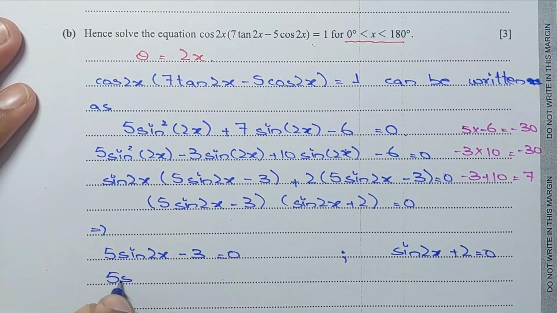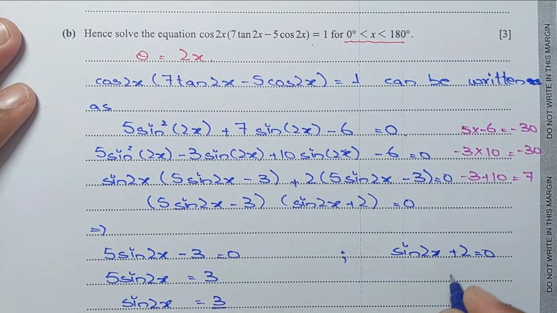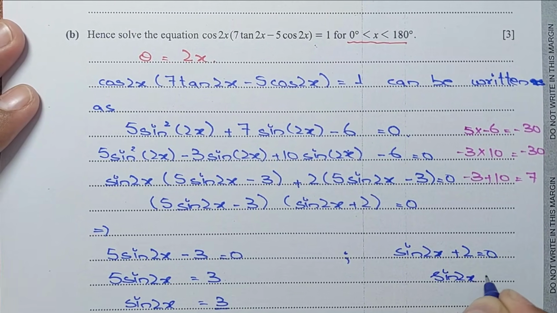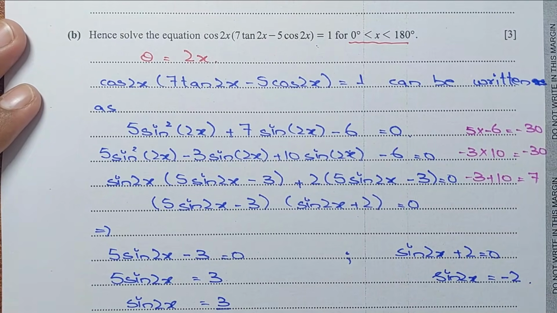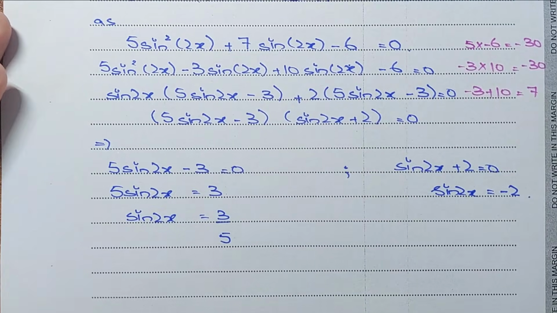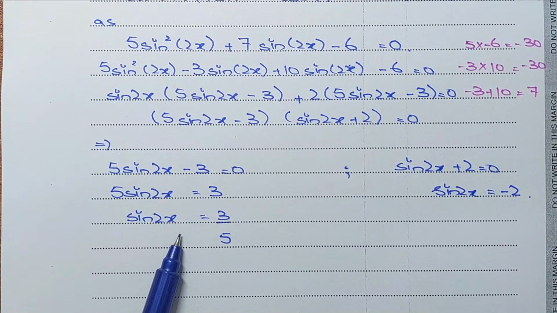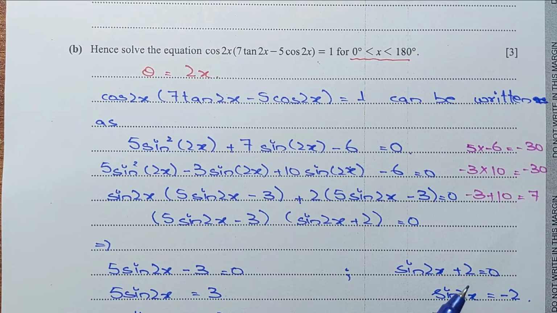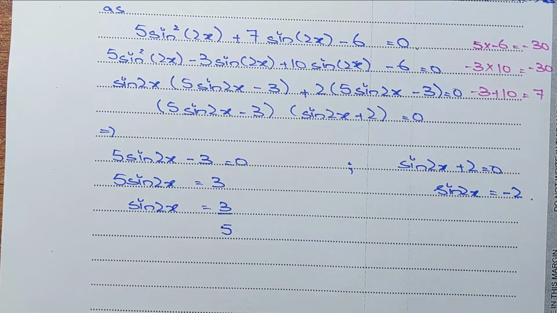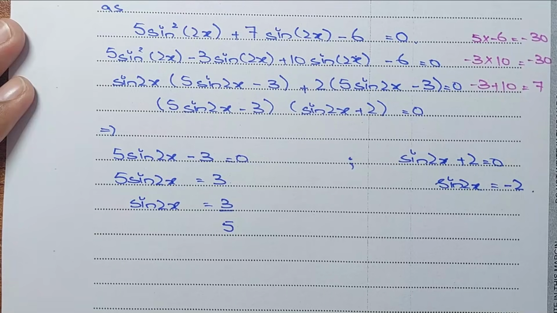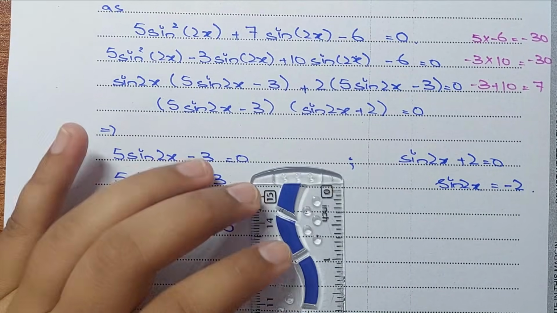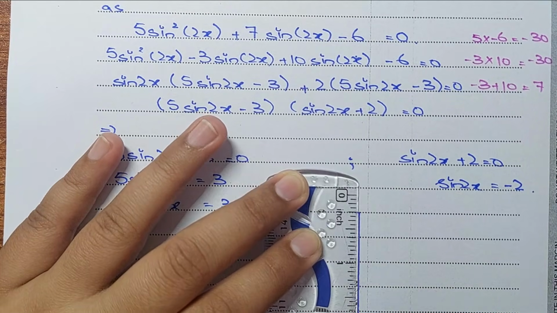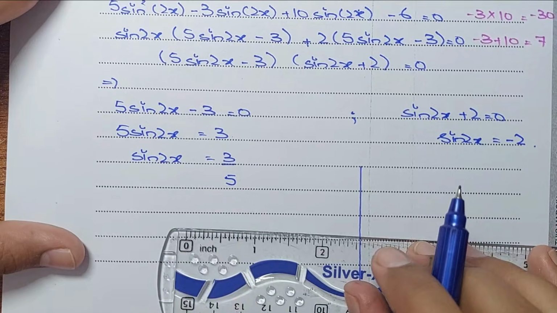So from here 5 sine 2x equals to positive 3 and sine 2x is 3 by 5. And here sine 2x is minus 2. Okay. Now we need to solve the values. Here the sine is positive and here the sine is negative, and the domain we have been given is from 0 to 180 degrees. So let me draw the coordinate diagram and let's see in which quadrant sine is positive and in which it is negative. If I draw the coordinate diagram, you guys can see.